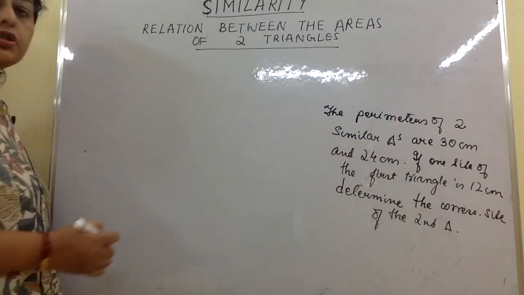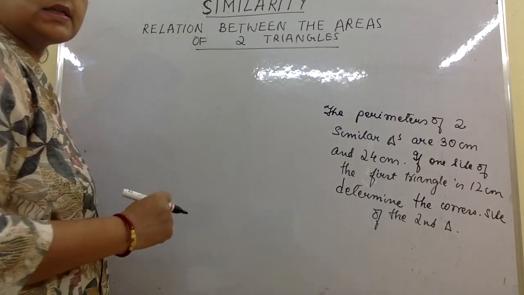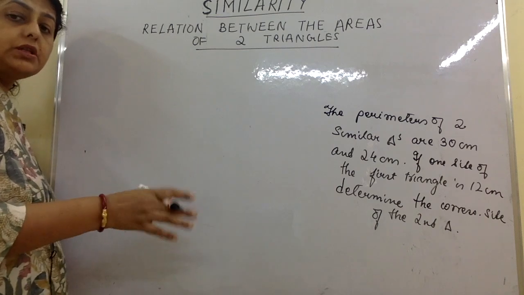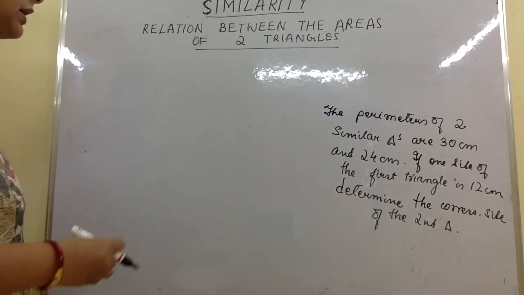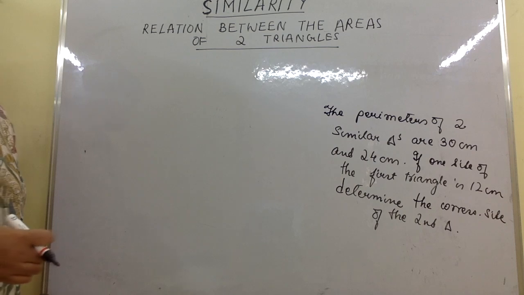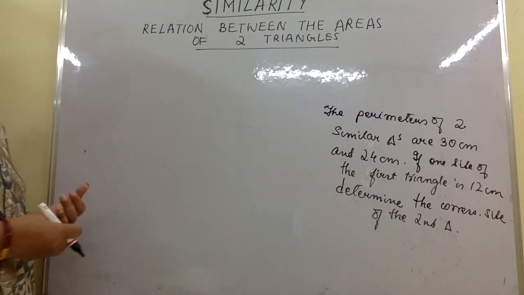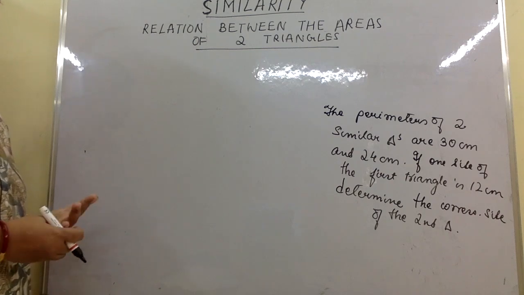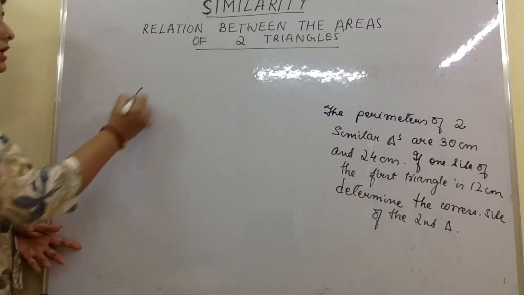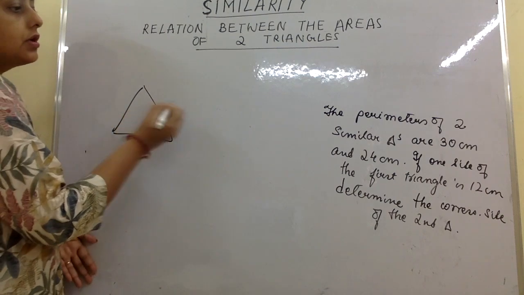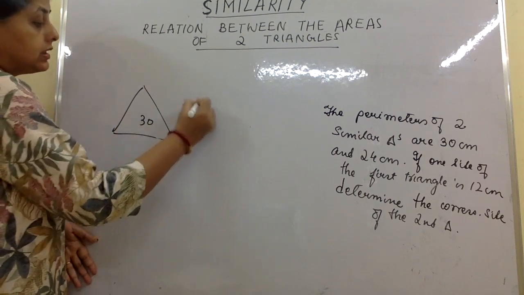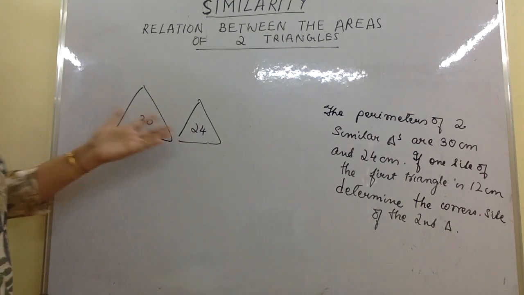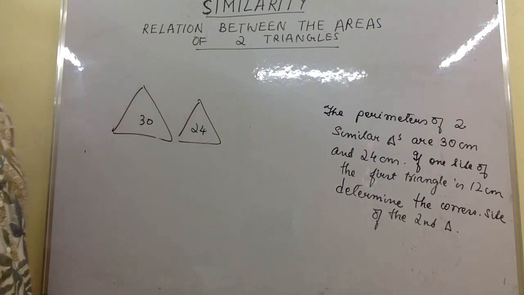Now this is the next question. The perimeters of two similar triangles are given here, 30 and 24. One side of the first triangle is 12. Determine the corresponding side of the second triangle. Now here what do we use? Till now we were talking about areas. Now suddenly they started talking about perimeters. So if we have two triangles, one has a perimeter of 30 and another has a perimeter of 24, how can we link it to the sides?